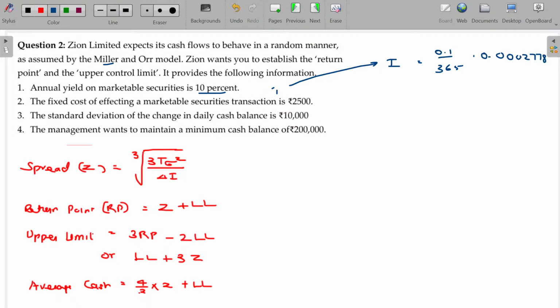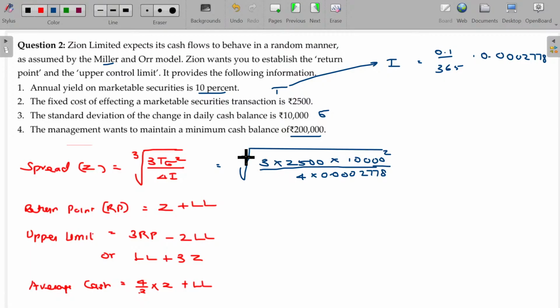This is transaction cost, this will be standard deviation, and this will be the minimum cash balance. So 3 into transaction cost being 2,500 into standard deviation being 10,000 squared, divided by 4 into rate of interest per day being 0.000278. Take the third root. If you don't have any other options, you have to apply the third root.